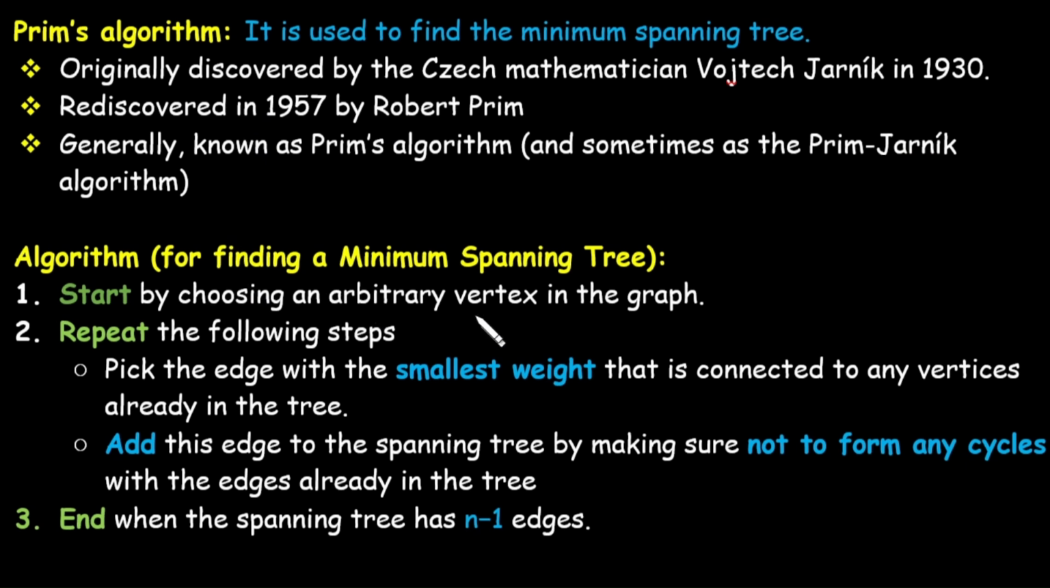We will start with any arbitrary vertex in the graph. After that, we will pick the smallest weighted edge that is connected to this vertex, and we will repeat this procedure by taking the next smallest edge that is connected to existing vertices in the tree, making sure that it does not form any cycle while adding an edge. We will repeat this step until there are n minus 1 edges in the tree, where n represents the number of vertices. Now let's understand how to apply this algorithm by using an example.